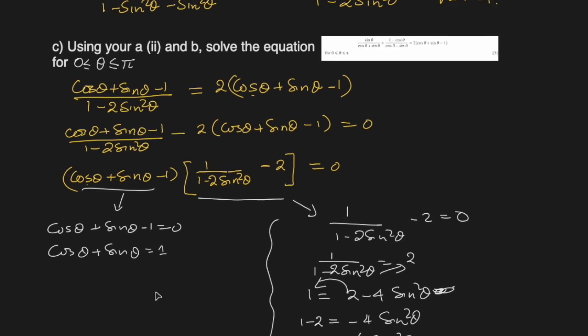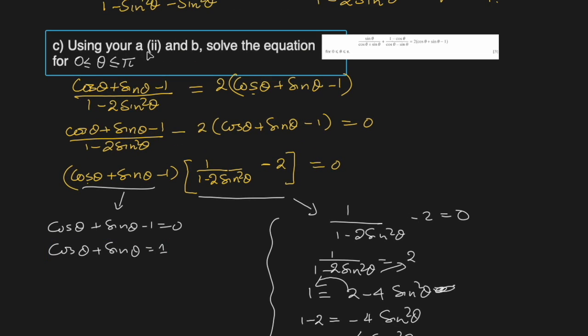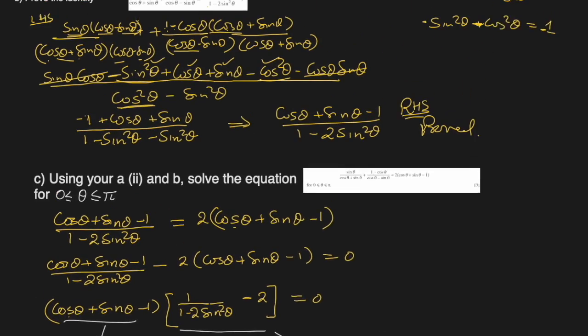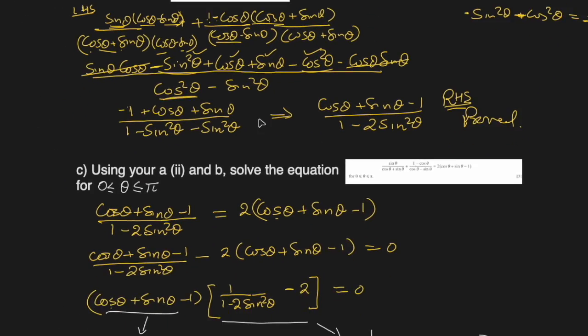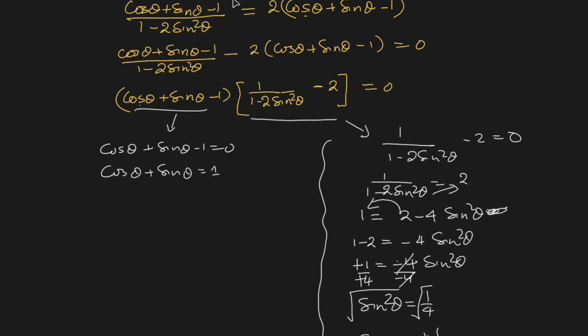And they've all clearly said, use your answer in A second part and B. So A second part I'm using because I already know cos theta plus sine theta equal to 1 has two answers, which are 0 and 1/2 pi. So I straight up give the answer here. So theta equal to 0 and 1/2 pi. They have saved our time, that's why they said so. There's no need to do anything here, we already know these answers. Now what about the other one?